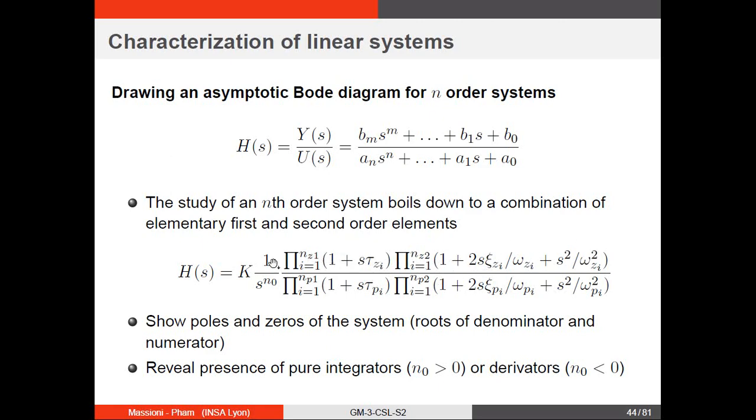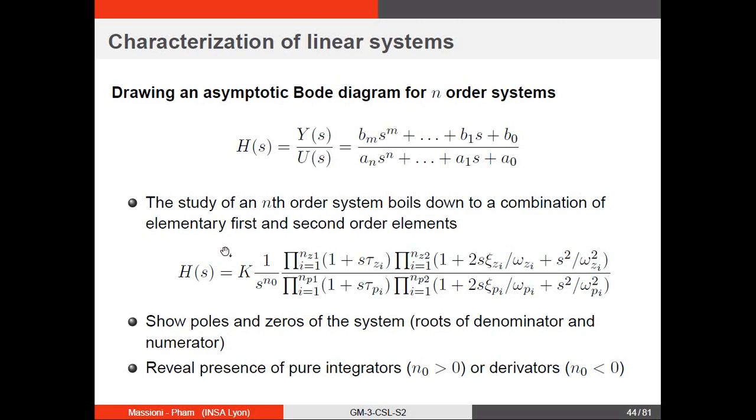We define the roots of the numerator as zeros, we call them zeros. Okay? The values of s which make the numerator 0 are called zeros. It's maybe an unfortunate choice of notation because we use the word for two different things, but a zero is the value of s which makes the numerator 0. And then we call pole the value of s which makes the denominator 0.